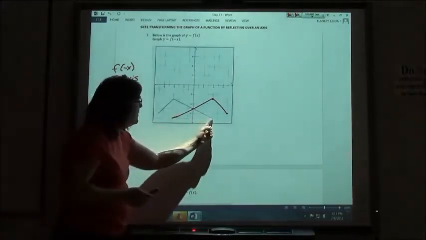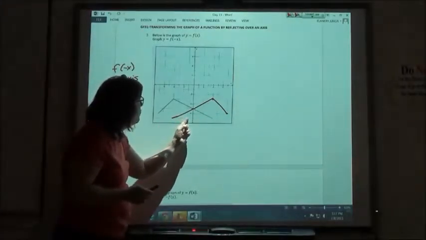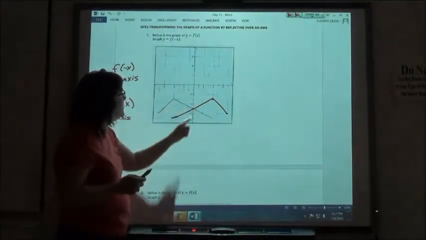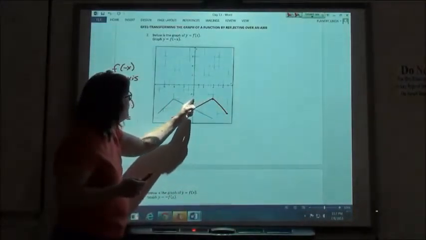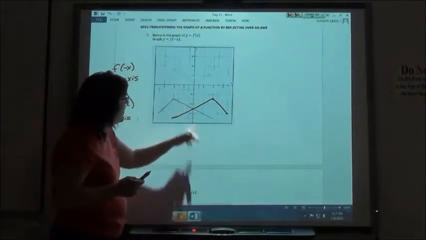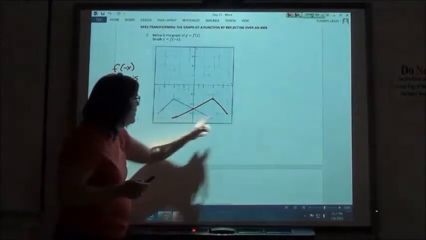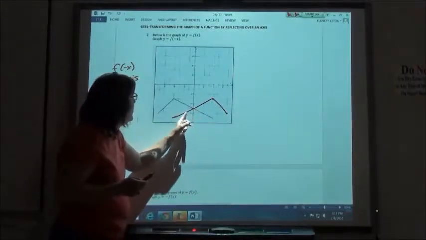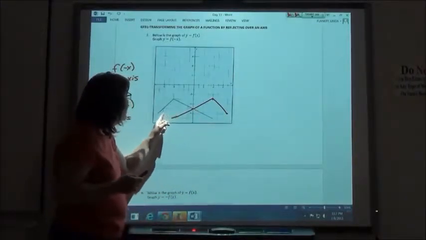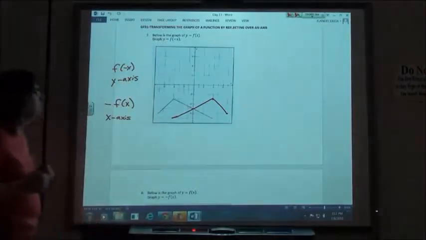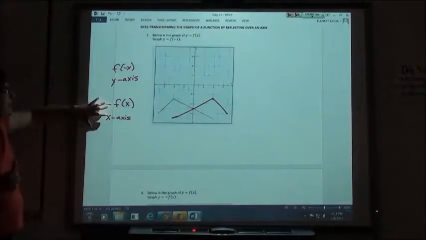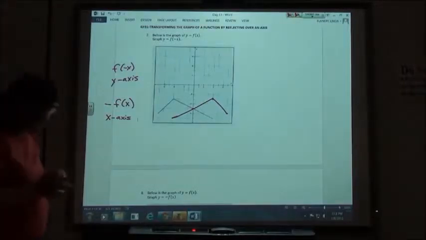This point is opposite that point. 1, 2, 3, 4, 1, 2, 3, 4. This point is opposite this point. 1, 2, 3, 4, 1, 2, 3, 4. And this one is opposite this one. 1, 2, 3, 4, 5, 6, 7. 1, 2, 3, 4, 5, 6, 7. So if it's in with the x, it goes across the y-axis. If it's on the outside, it's going to go across the x-axis.